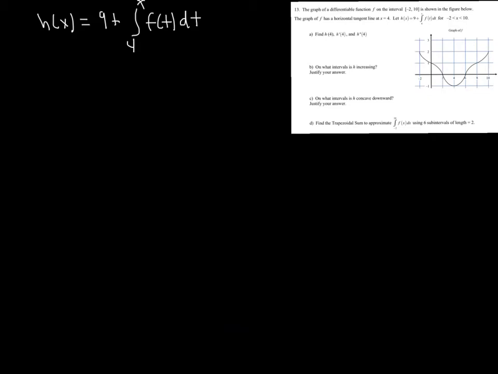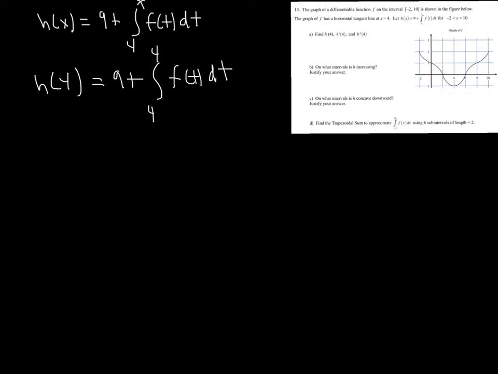All right, we've got one of these functions that is defined as an integral. So h of x is equal to 9 plus the integral from 4 to x of f of t dt. And in part A, we are asked to find h of 4, h prime of 4, and h double prime of 4. All right, so h of 4 is simply going to be 9 plus the integral from 4 to 4 of f of t dt.